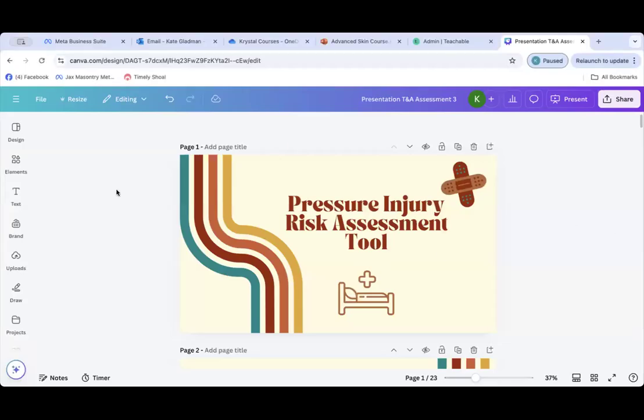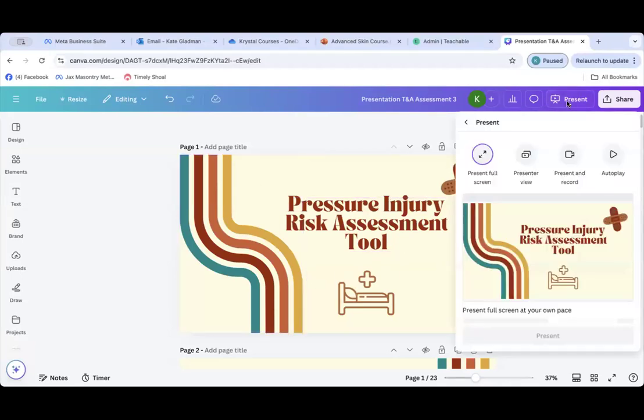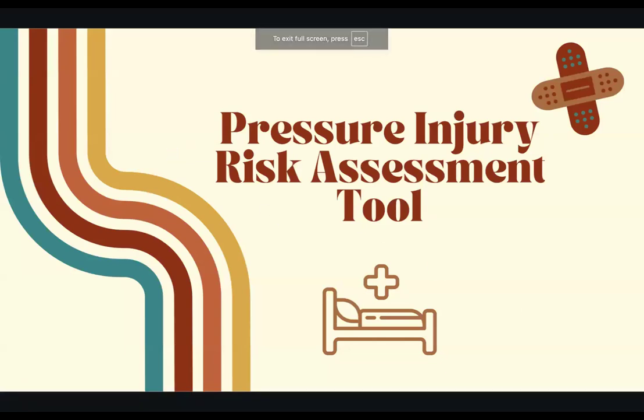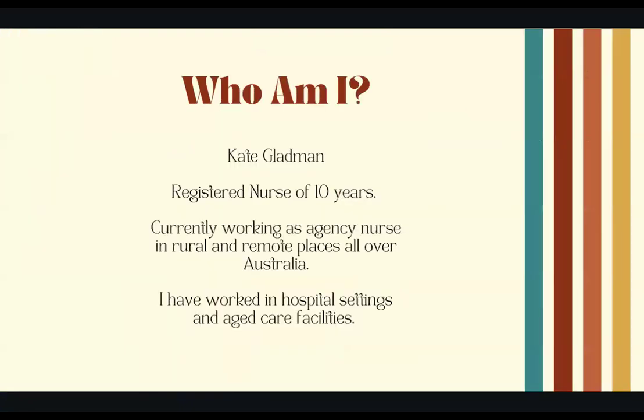Okay, guys, you can see the pressure injury risk assessment tool there. Yes. Awesome. Okay, so today I'll be doing my presentation on the pressure injury risk assessment tool.